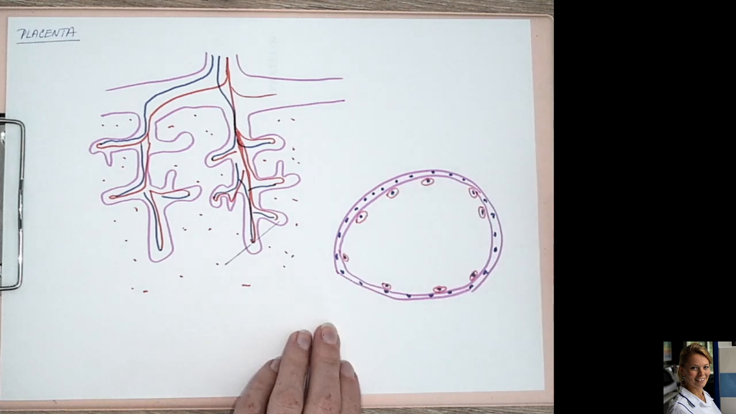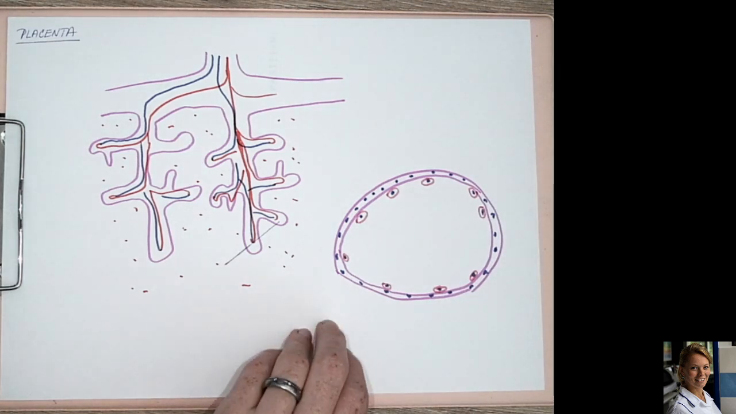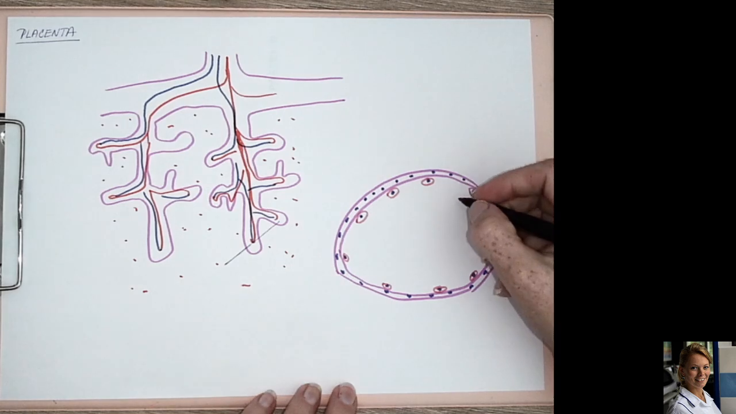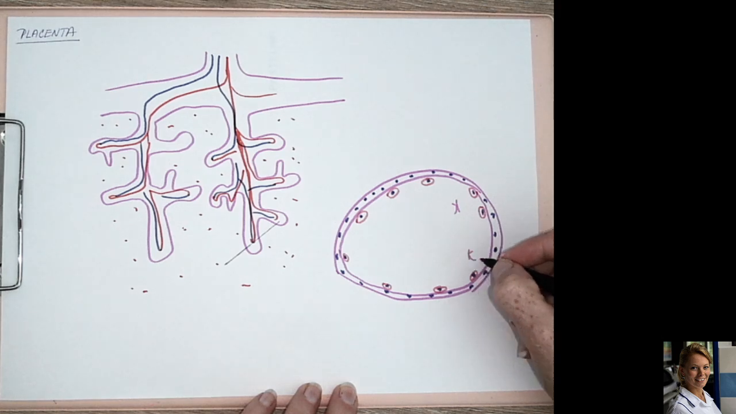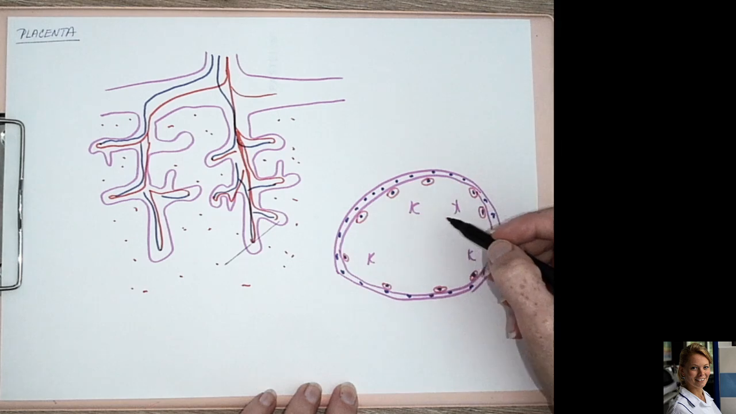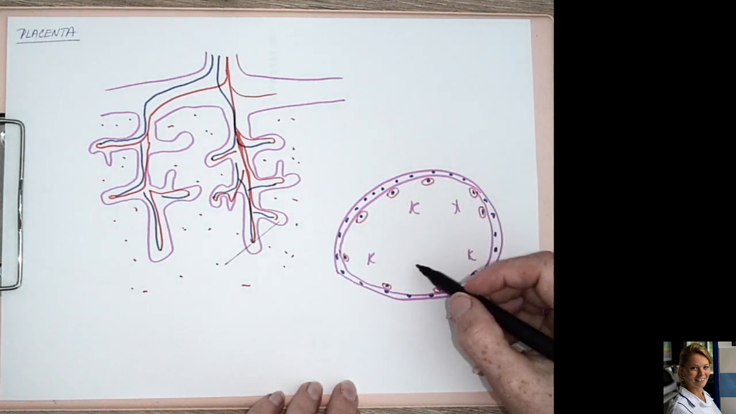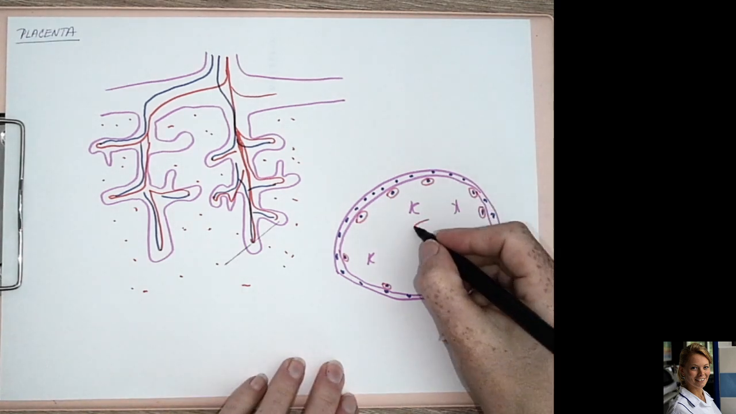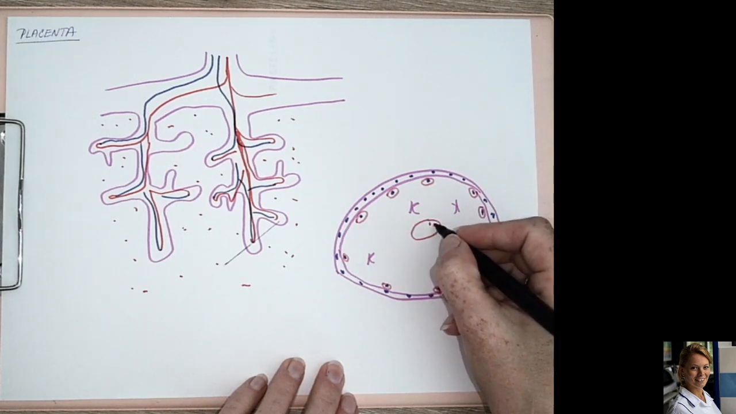The core of villi is formed by extraembryonic mesenchyma with fibroblasts, and there are fetal capillaries, some in the center with fetal blood.